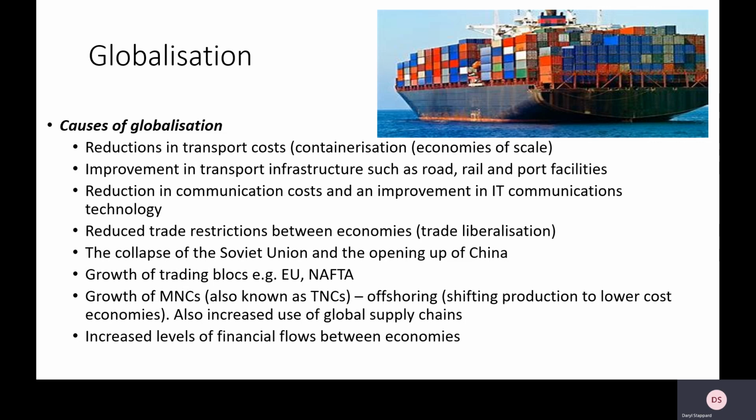Now, linked to that one as well, China has opened up to a certain extent. They're allowing more trade to take place. So China, remember, is over 1 billion people, so roughly a seventh of the global population. Well, if they open themselves up to the world, that is, again, more trade, more investment that can take place between China and the rest of the world.